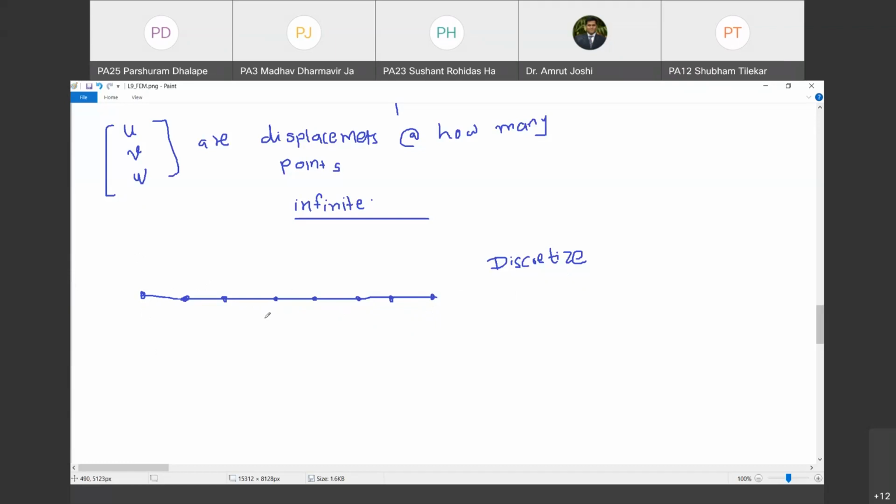So truly speaking, the unknowns are 3 times infinity. At every point on the body I need to know u, v, w, and such infinite points are there, therefore the number of unknowns is 3 into infinity. But I have discretized the body into a number of finite points. I am going to name these points 1, 2, 3, 4, 5, 6, 7, and 8.